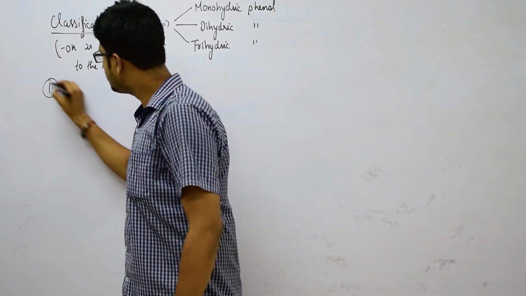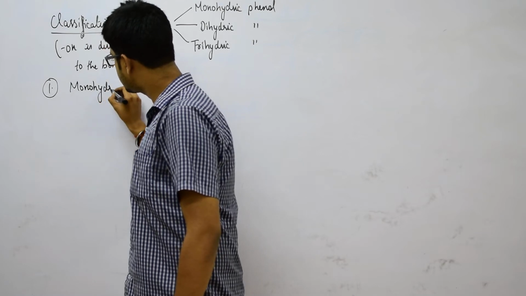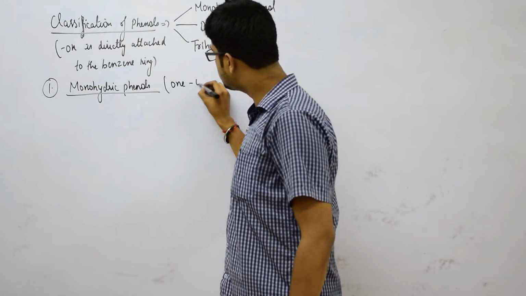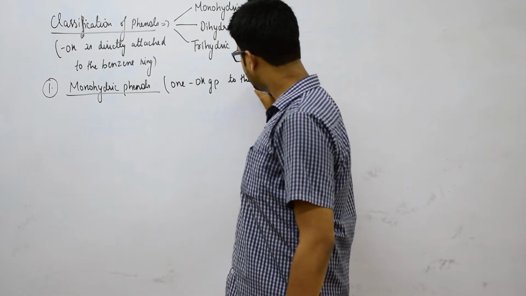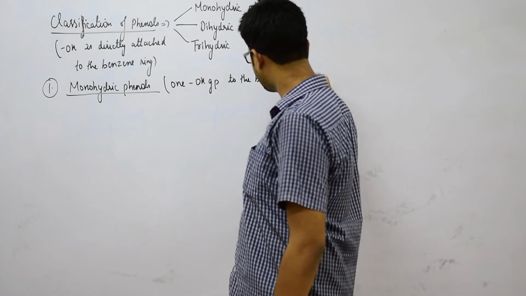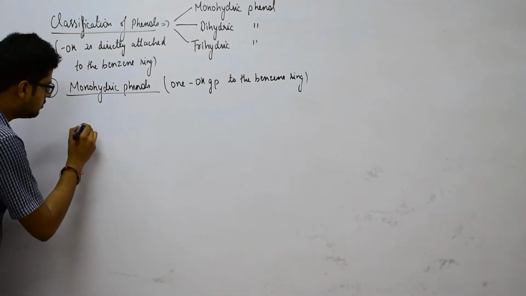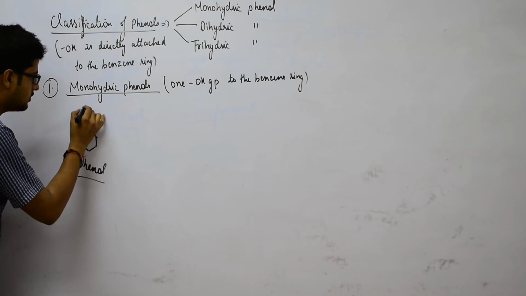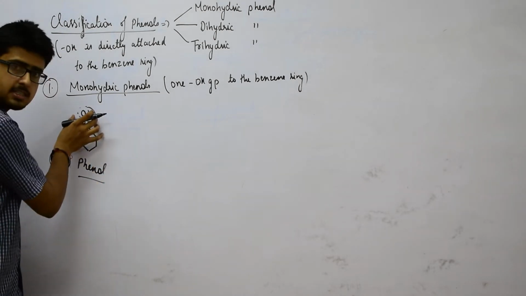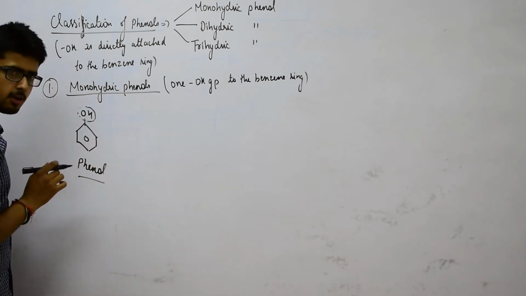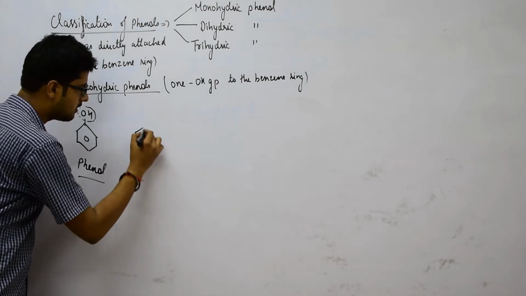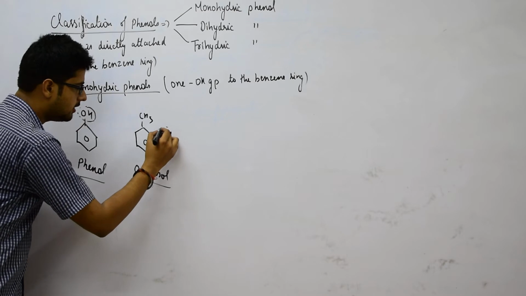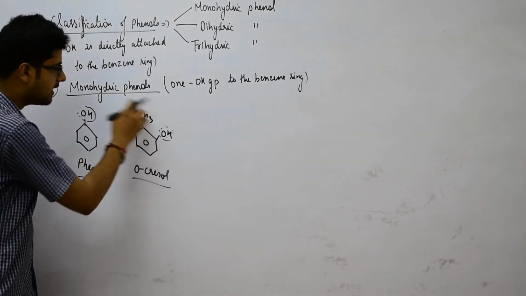So we are moving forward to the first type of phenols, that is monohydric phenols. We know that monohydric means only one OH group, so only one OH group will be attached to the benzene ring. For example, the most common example is phenol itself. Since there is only one OH group directly attached to the benzene ring, it is an example of monohydric phenol. The other one we can say is CH3 OH, ortho-cresol, containing only one OH group attached to the benzene ring, and we have a CH3 group.